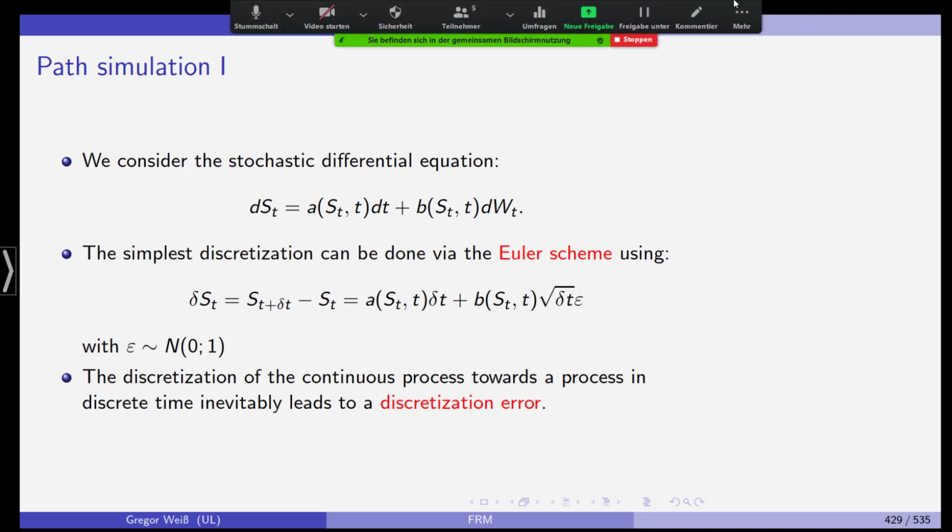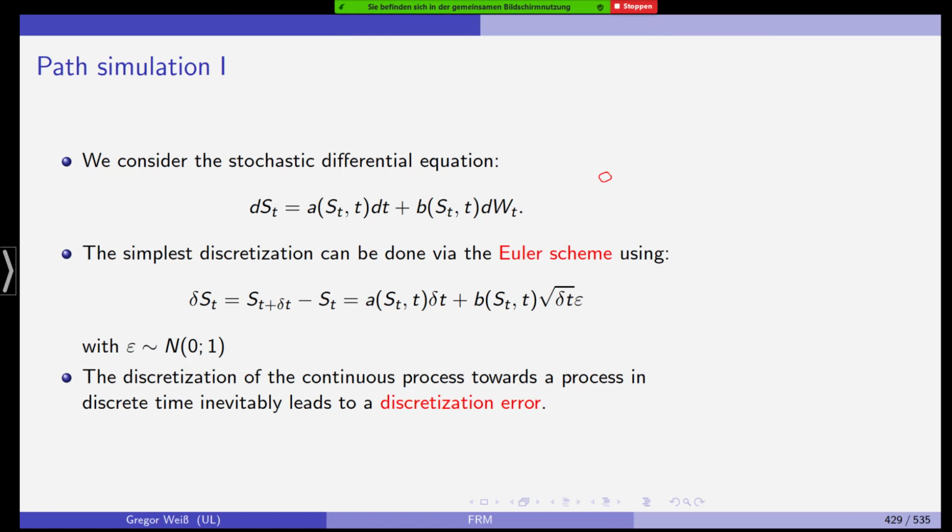Let's say we are here, and we want to know: does it go up, does it go down, where is our stock price going? So this is delta ST. Does it go up, does it go down, and by how much? The idea would be: this is ST plus delta T minus ST, the current stock price.